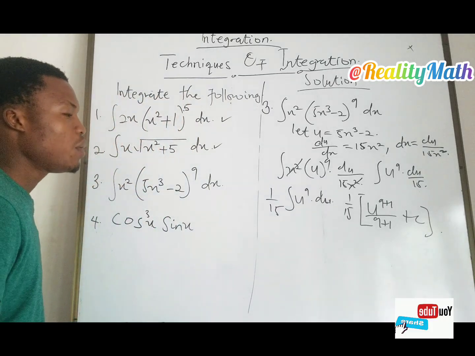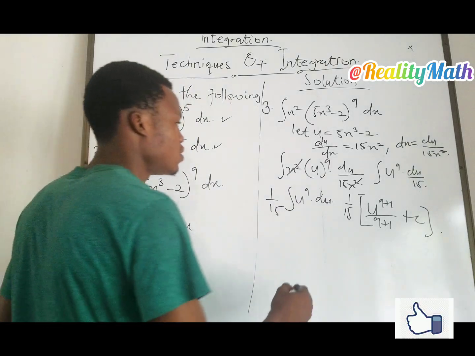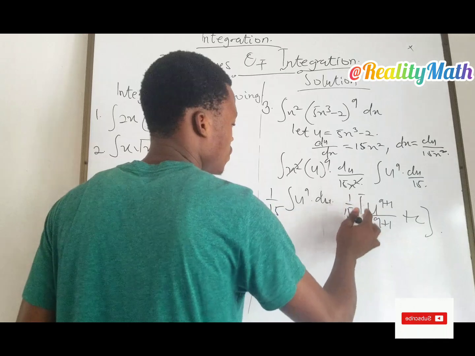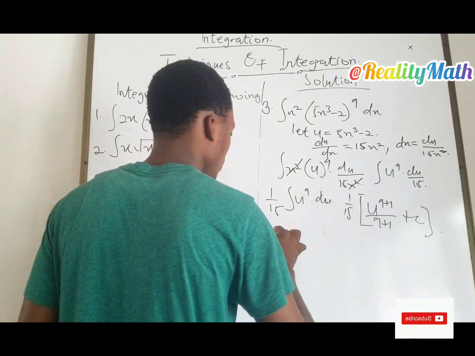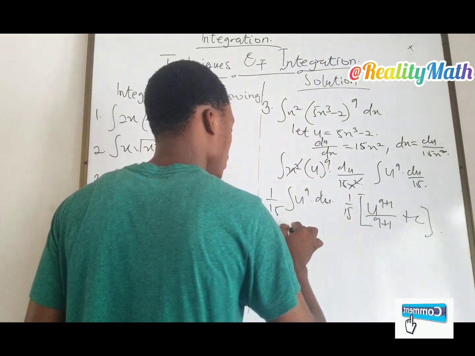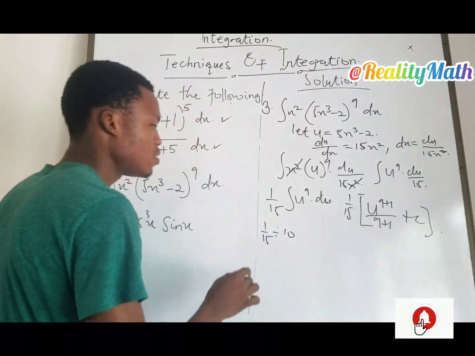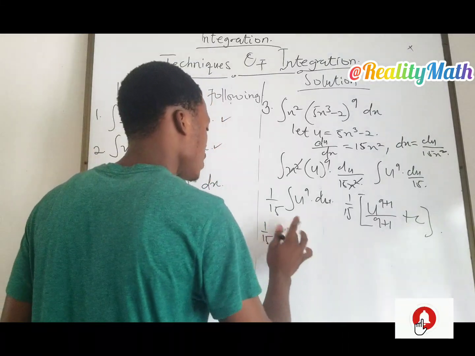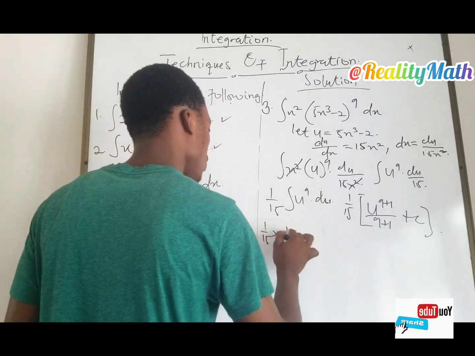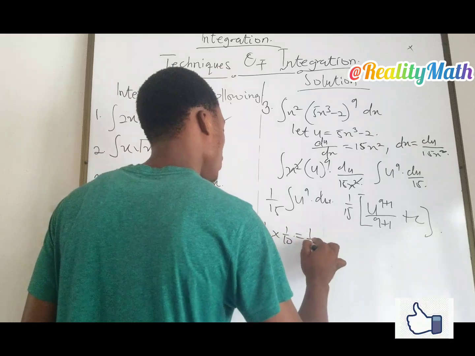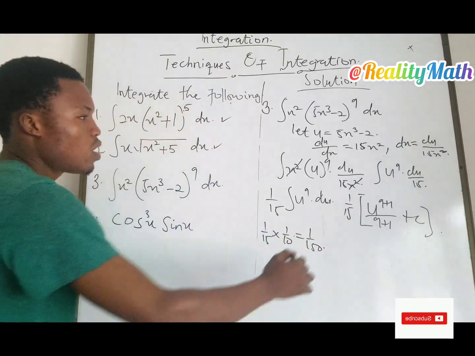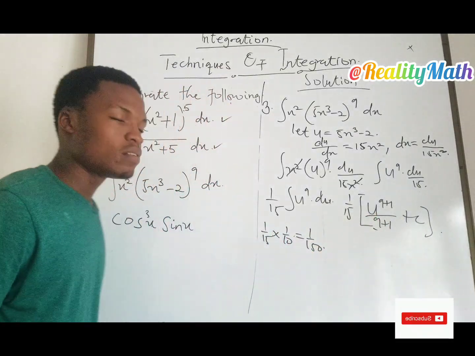So what are we going to get? We know that this is 1 over 15, right? So 1 over 15 divided by 10, we can change it as: find the reciprocal of this, times 1 over 10, which is now giving us 1 over 150. So we have now catered for the denominator already.